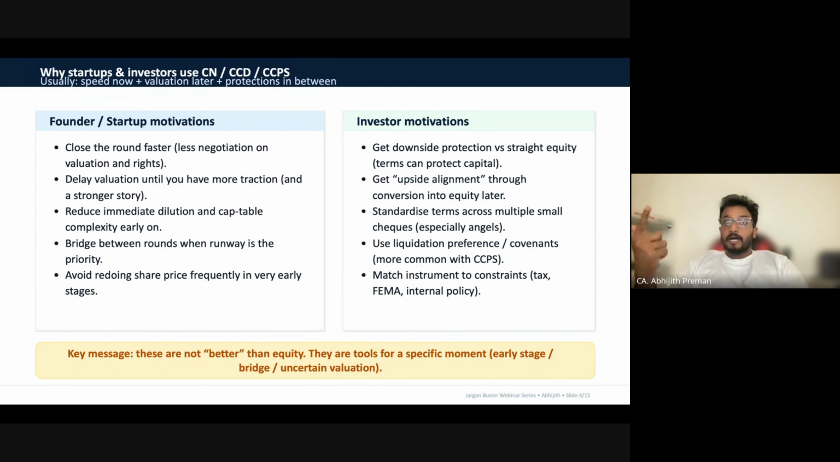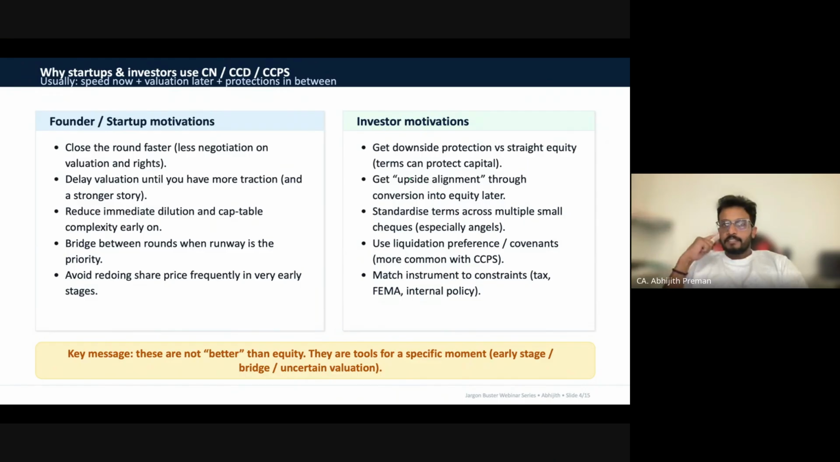Then get upside alignment through conversion into equity later. If the value of the company is going up, typically in conversion they get a discount on the valuation. So if the company grows rapidly in the next 6 months and the investor is holding a convertible instrument, the investor would agree to convert the convertible note, debenture or preference share into equity at a discounted valuation. So you get the upside alignment there also.